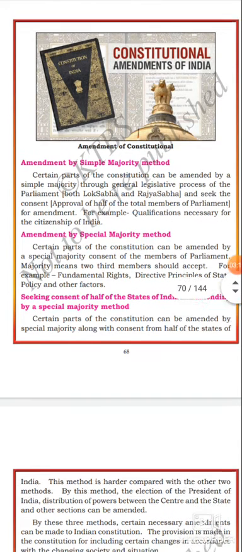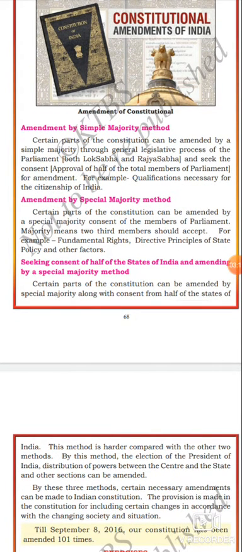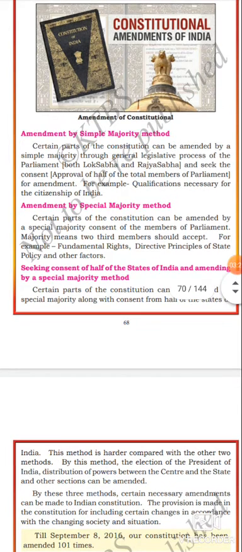Got it? Now, the second method is amendment by special majority method. Certain parts of the constitution can be amended by a special majority consent of the members of the parliament. Listen, dear students, certain parts of the constitution can be amended. Amended means changed by a special majority consent of the members of the parliament. Got it? See, majority means 2/3 of the members should accept. For example, fundamental rights, directive principles of state policy, and other factors can be amended under amendment by special majority method. Got it?